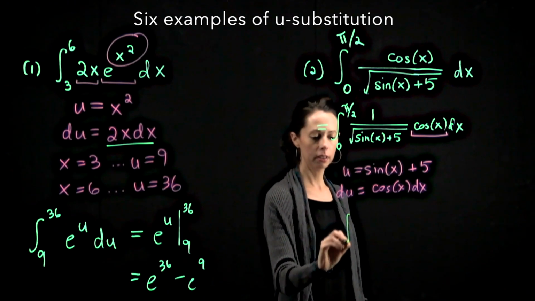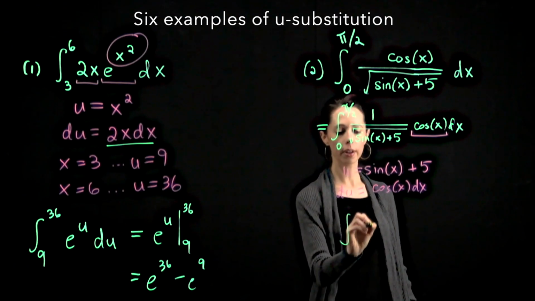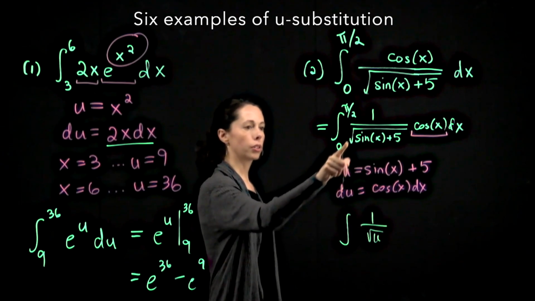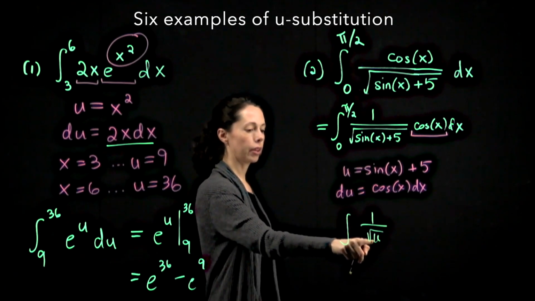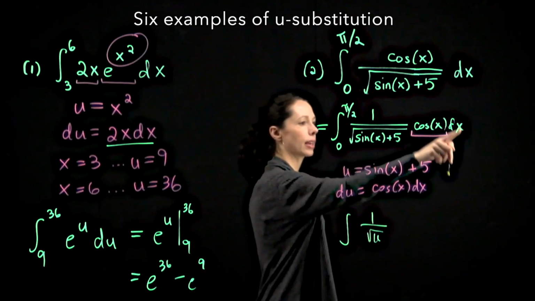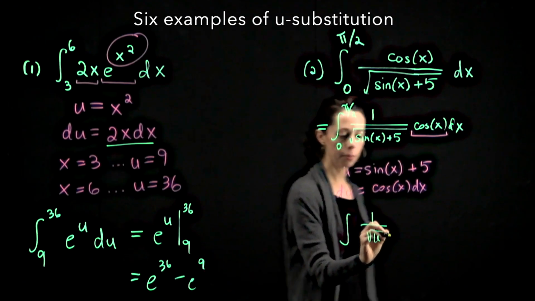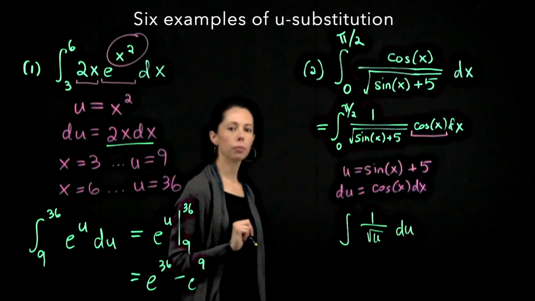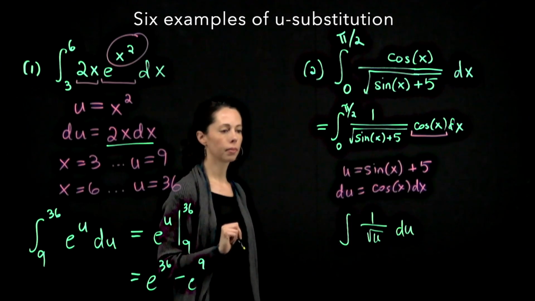Our integral is now going to be 1 over the square root of u. So sine of x plus 5 got replaced with u. And then cosine of x dx is going to get replaced with du. So this is a much simpler looking integral to compute. We still have to change the bounds.